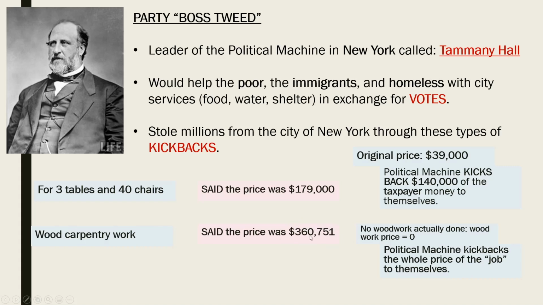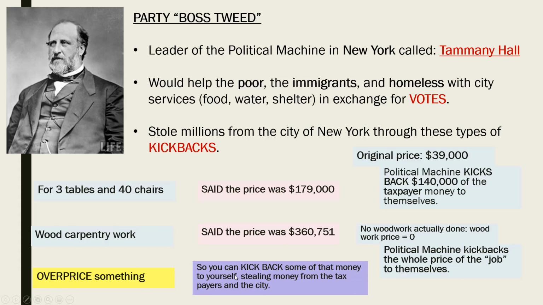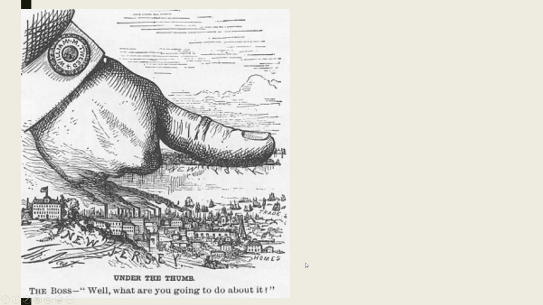So it's just a way of saying, hey, we're using this money for something, but secretly we're going to kick it back to our own pockets, steal it from the city, give it to ourselves. So the goal essentially is to overprice something and kick back some of the extra money to yourselves and steal that money from the taxpayers. Let's look at a few little cartoons and we'll be done.